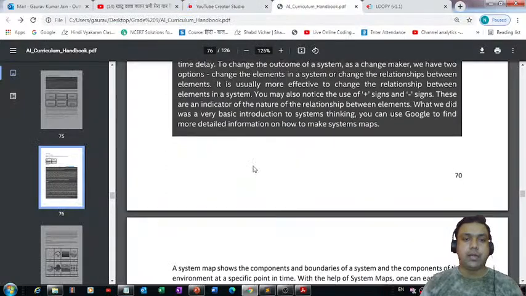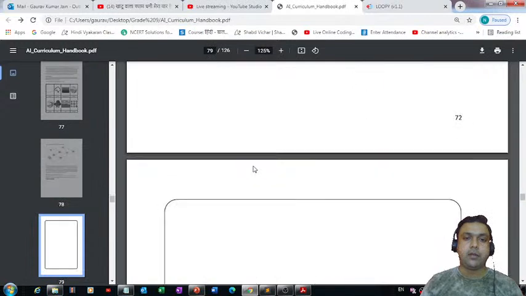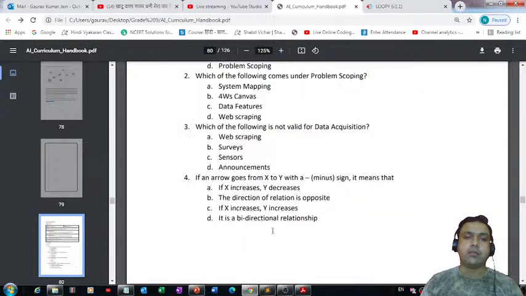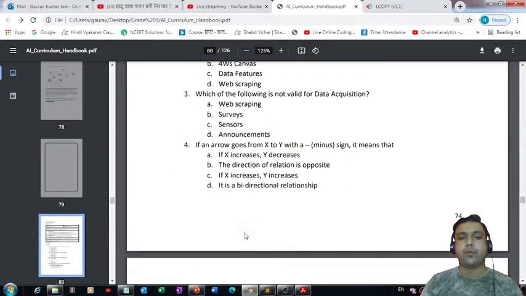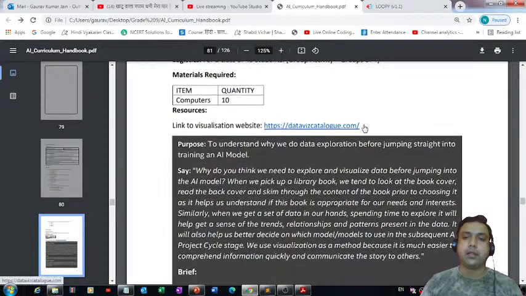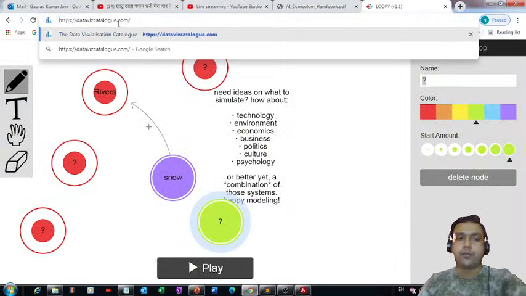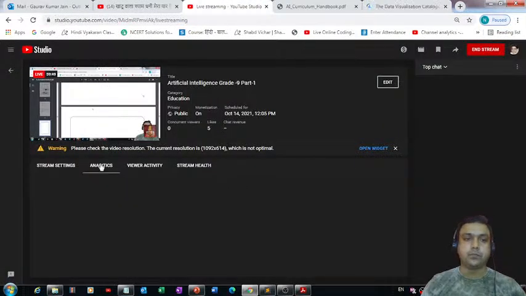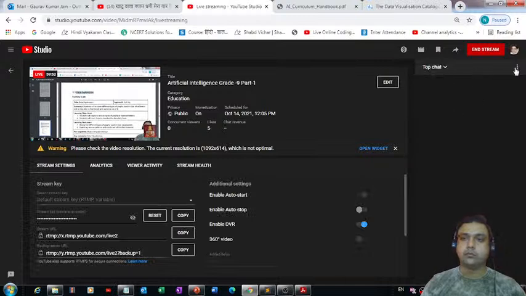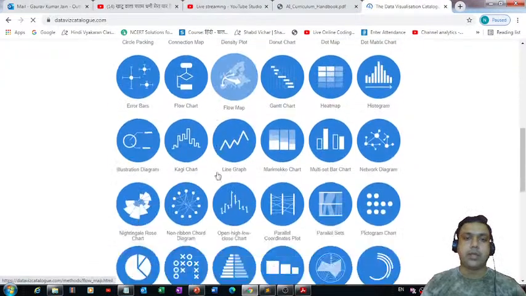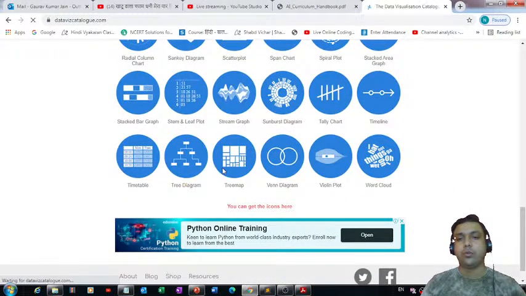Fine. So that is how you can use the system map. Let's come down. What else do we have in this PDF? Okay, after system map comes this data exploration. So there are various types of graphs which you can use for representing the data in a graphical form. So that's the website, the link of the website given to us over here, where you can find all the types of graphs you can use for visualizing the data. Let me just show you the website. So this is the website, and these are all the graphs you can use for visualizing the data.